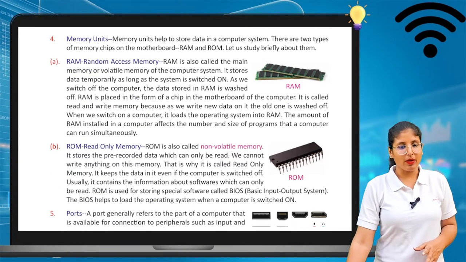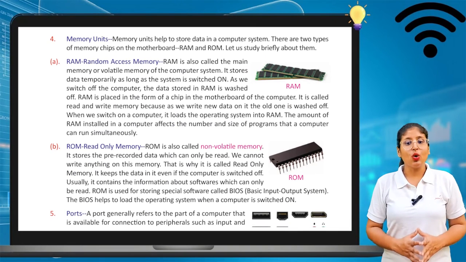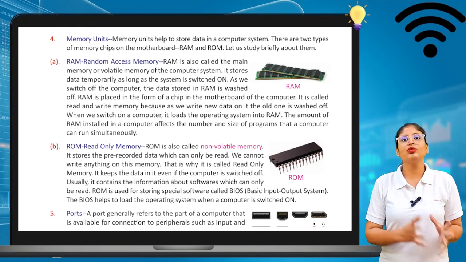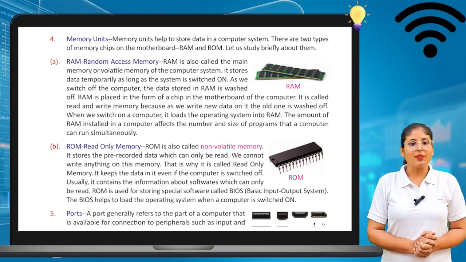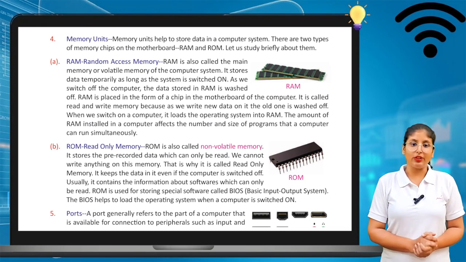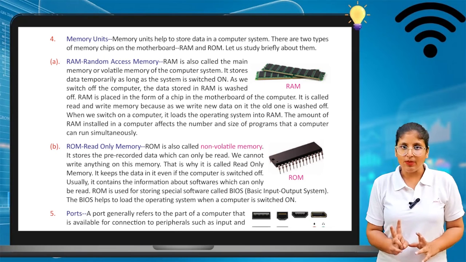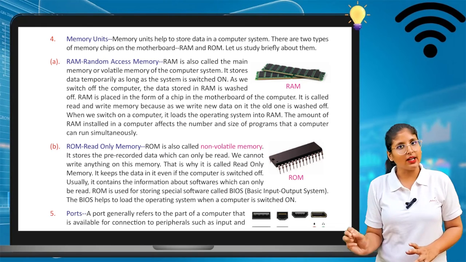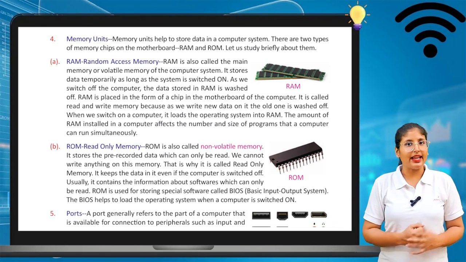Now the fourth one is the memory unit. So what is a memory unit in a computer? The memory unit stores data in a computer system. If you want to store data in the computer system, memory is there. There are two types of memory chips on the motherboard, that is RAM and ROM, to store your information and your data. So we can categorize it into two ways, like RAM and ROM.